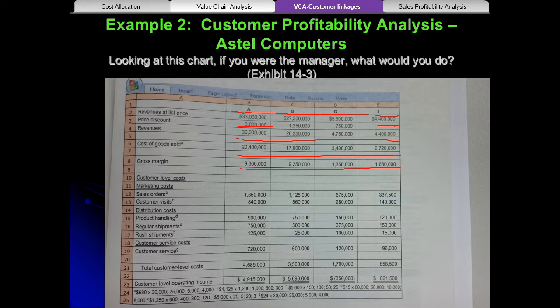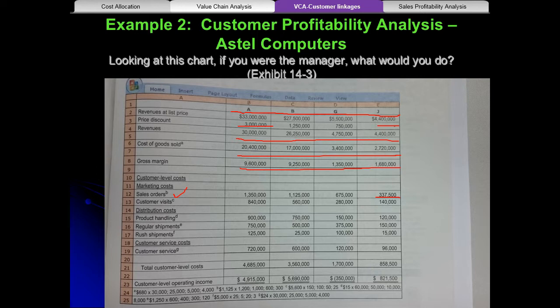Okay, now here is the application of the customer cost analysis to these 4 different customers. We have sales orders, 1.35 million to A, 1.125 million to B, 675,000 to G, 337,500 to J. That's the number of orders multiplied by the order rate per unit ordered. What about customer visits? Interesting, J didn't have as much customer visits as A.